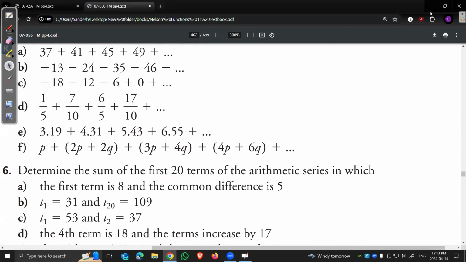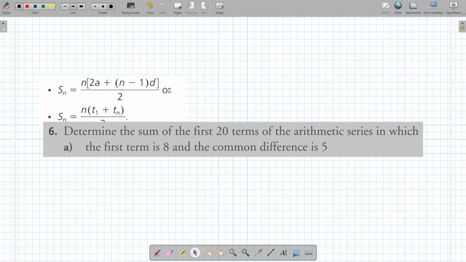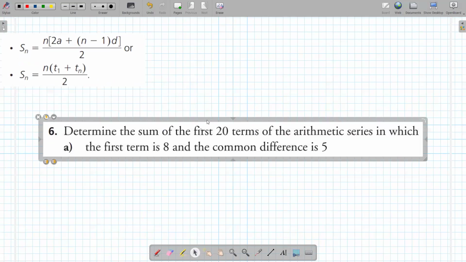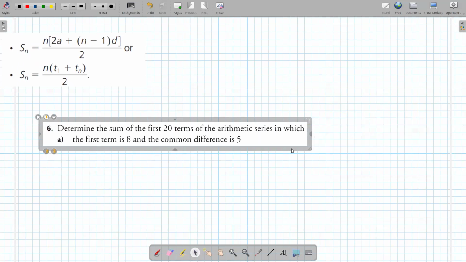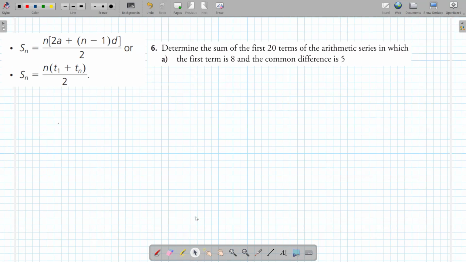Let's try doing some of these. I'm going to keep these on the side. So for this question 6, it says, determine the sum of the first 20 terms. So we're trying to find S20, right? Not T20, we're trying to find S20, sum.